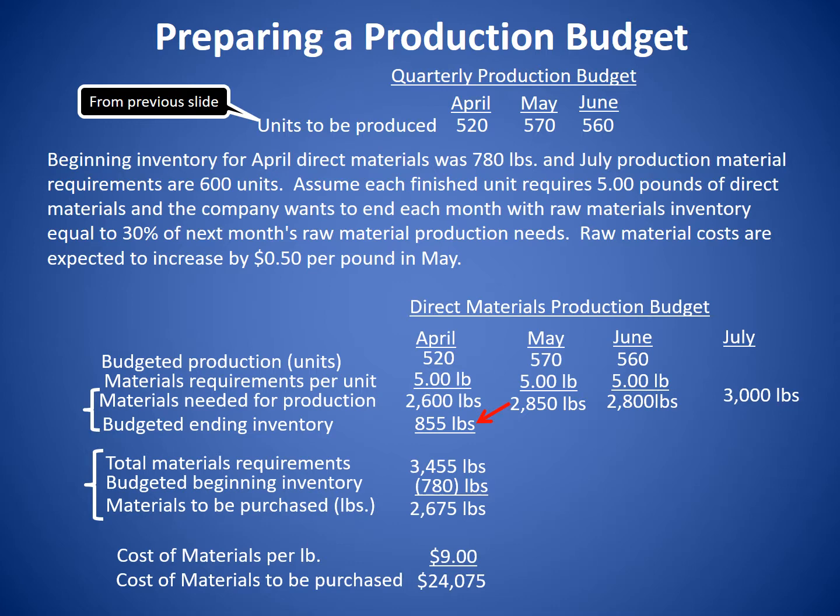Okay, now in order to do our inventory calculations, we have to come up with the budgeted ending inventory, and that is going to be equal to 30% of the following month's material production needs. So in this case, it's 2,850 pounds in May. We multiply that times 30%. So what we're saying is we need to end the month of April with 855 pounds of materials.